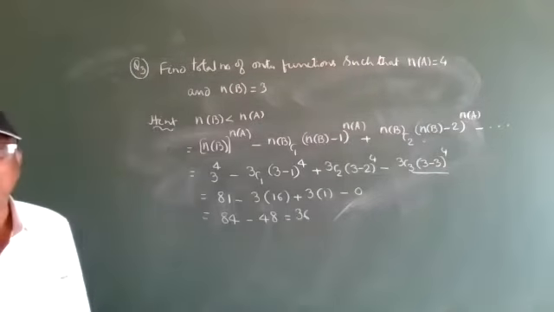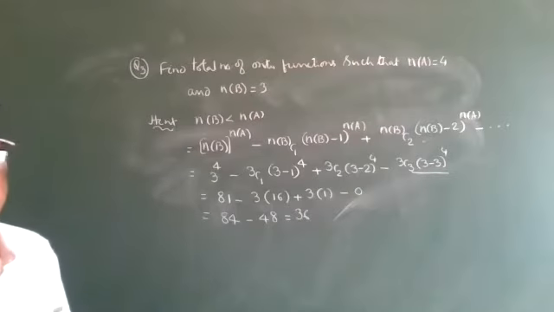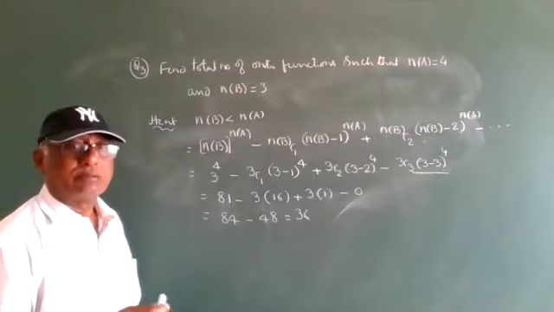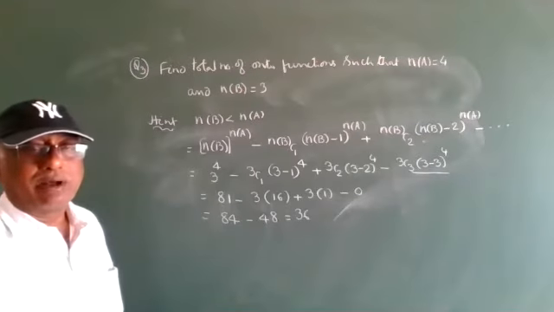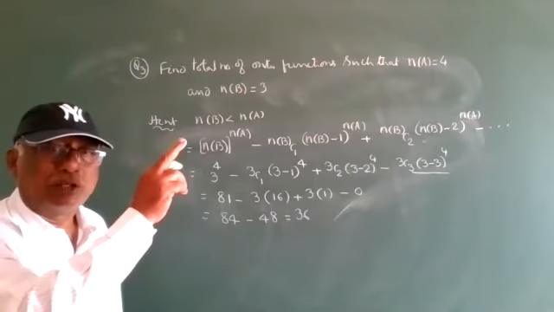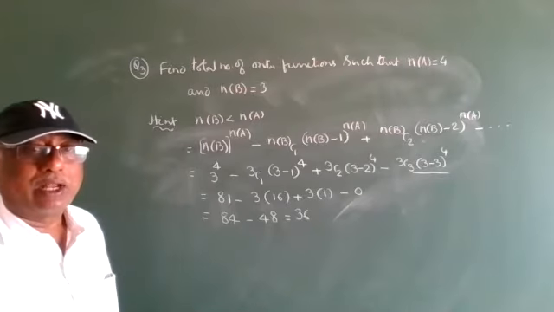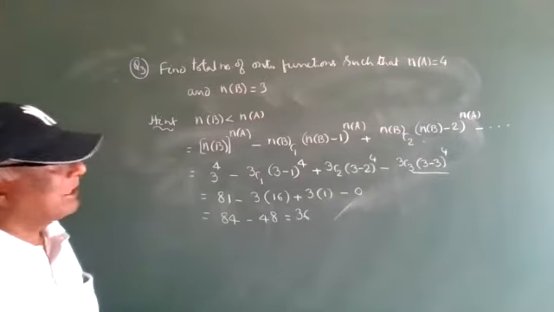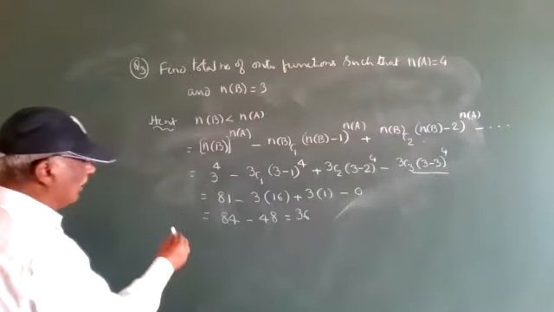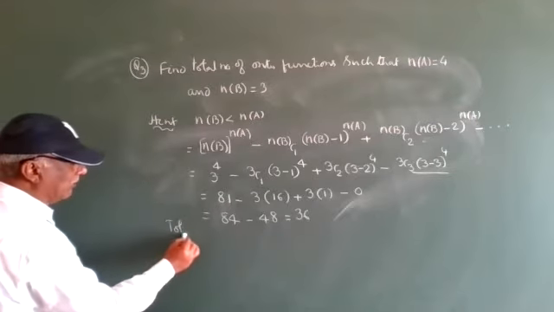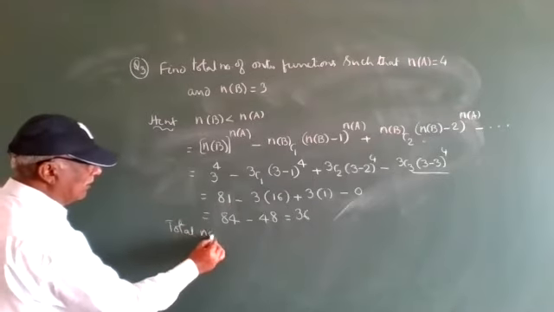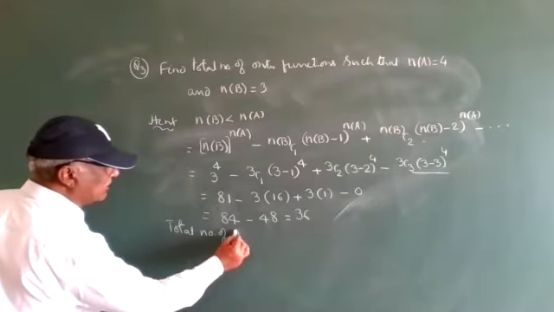That's enough. Number of onto functions is 36. If they ask the number of into functions, first write down the total number of functions. 2 power of n of A into n of B is the total number of functions. I will write that point also.